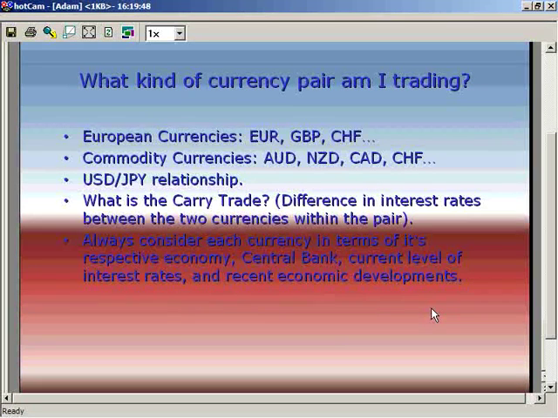Always consider each currency in terms of its respective economy, central bank, the current level of interest rates, recent economic developments, etc. I want to pause for a moment.